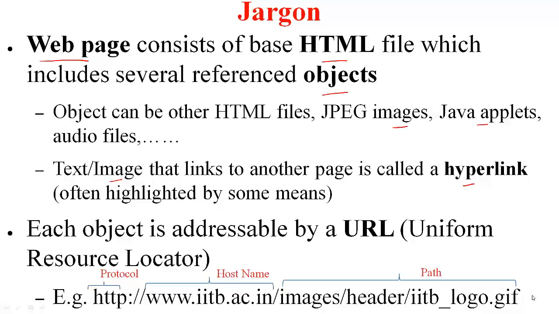Each object that you want to retrieve is addressable by a URL that stands for Uniform Resource Locator. For example, for this GIF image, this is the URL associated with it, and this URL has a specific structure. The first portion refers to the protocol, which is the HTTP protocol. This refers where the image is hosted, that is the host name, and this specifies the path within this particular host where the image is located.